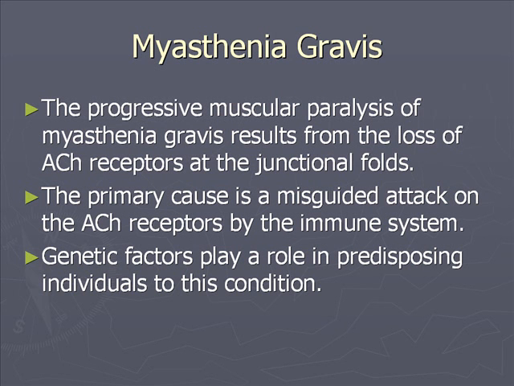Now, myasthenia gravis is a progressive muscular paralysis. It involves the loss of acetylcholine receptors at a junctional fold. The primary cause of this is that our immune system, for whatever reason, begins to attack the acetylcholine receptors and then will basically render those receptors non-functional. It's felt that a genetic factor may play a role which predisposes certain individuals to this condition.